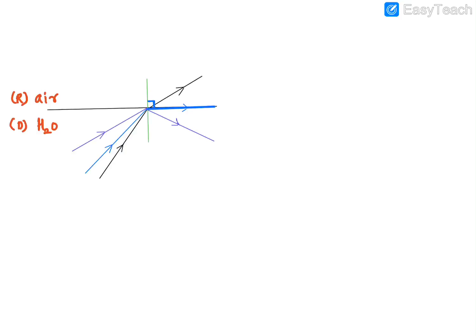Now, the first thing that happened over here is refraction. The second thing, you can see this blue color light, the light ray is going along the surface. And number 3 is total internal reflection. Now, when will each of them happen?